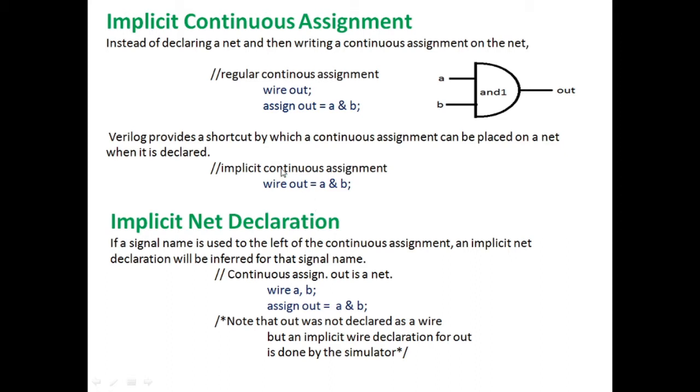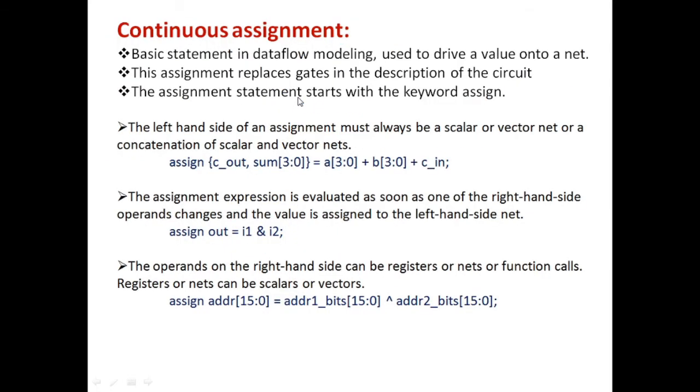So what is happening according to the definition? Instead of declaring a net, that means out is declared here as a net, that is of type wire, and then writing a continuous assignment on the net. Once out is declared as a wire, in the next instruction I am writing the continuous assignment out equal to A and B. This is my continuous assignment, and this value is assigned here. So this is the normal or regular style as discussed previously.